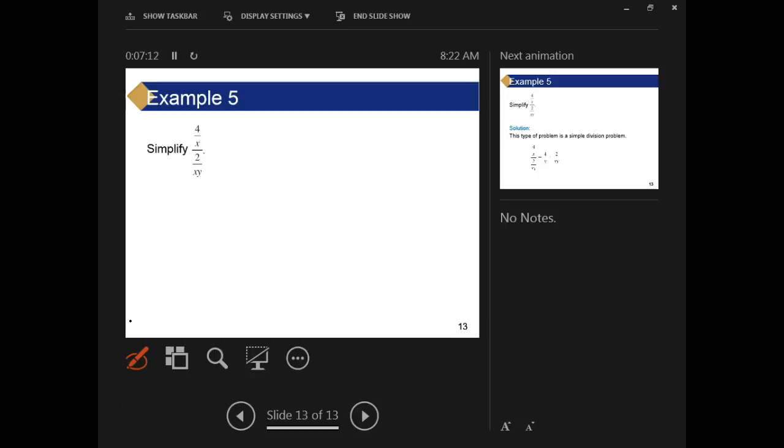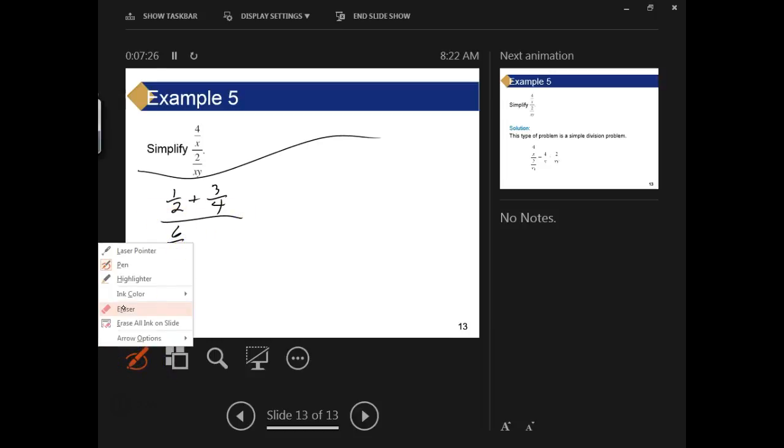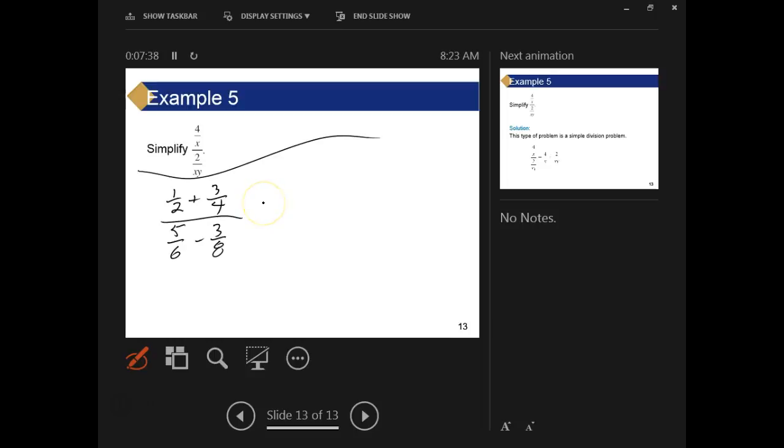This one has all numbers in it. Okay? 1/2 plus 3/4, divided by 5/6 minus 3/8. I'm dyslexic today. Okay. And you have two choices again. Which way would you choose to do that problem? Does anyone think of the two choices? Or one choice?